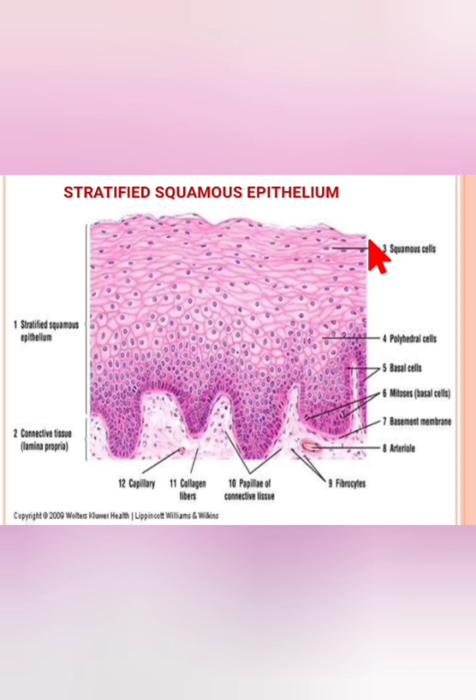Cells above the basal layer gradually decrease in size and become flat or squamous. Nuclei of the superficial layer are elongated. You can see the elongated nuclei in the superficial layer. And based on keratinization, meaning dead cell layer, this stratified squamous epithelium is further classified as keratinized stratified squamous epithelium and non-keratinized stratified squamous epithelium.